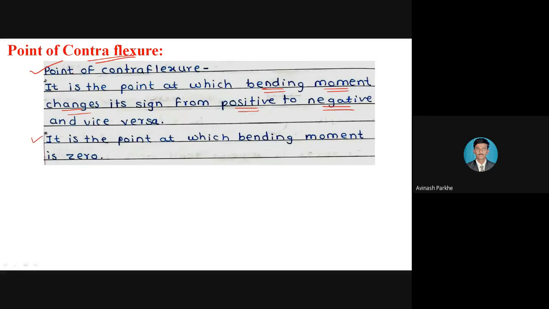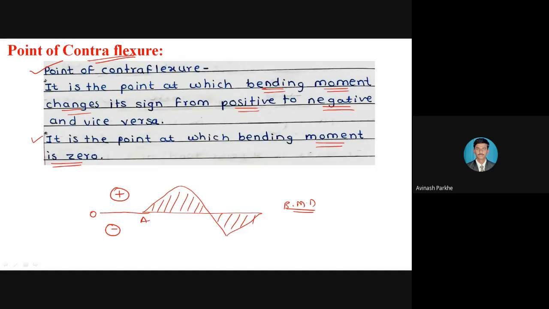And the second definition is that it is the point at which bending moment is zero. Now I will draw the figure. This is the zero line, this is the positive, this is the negative. So this is one bending moment diagram. Let us assume that this is the one BMD. Okay, this is point A, this is the center point B, and this is point C.